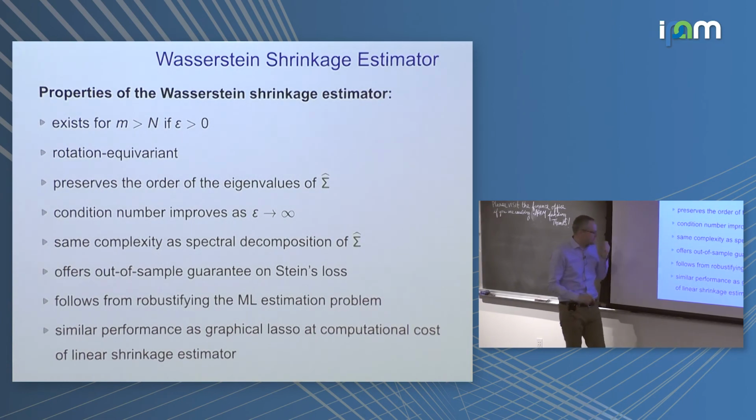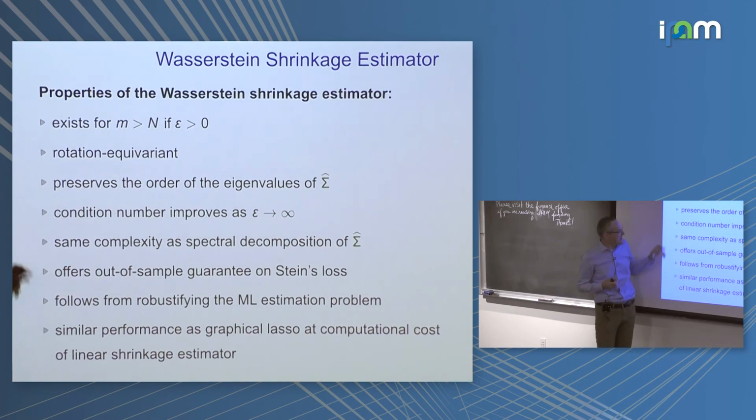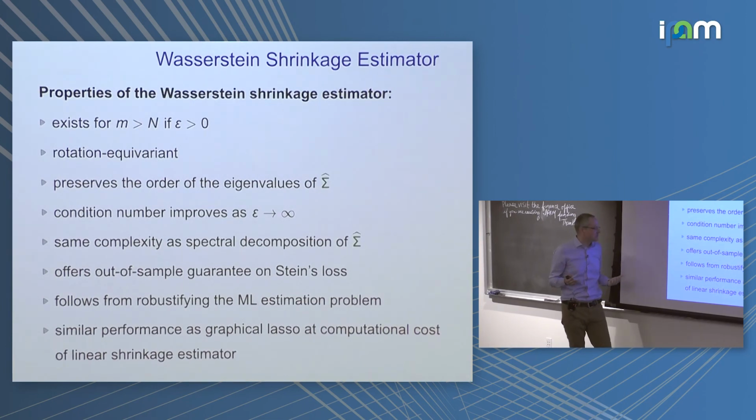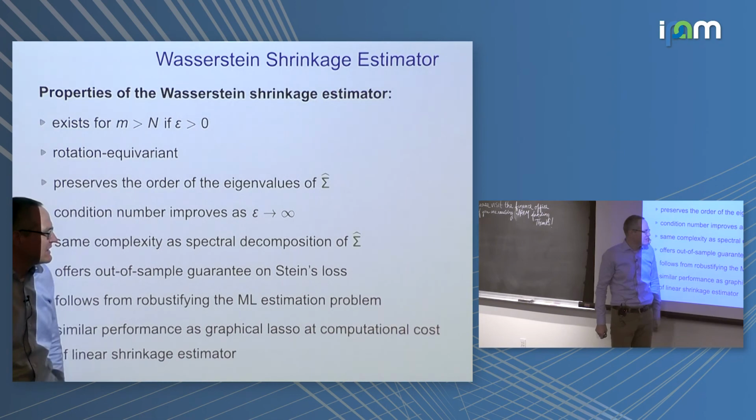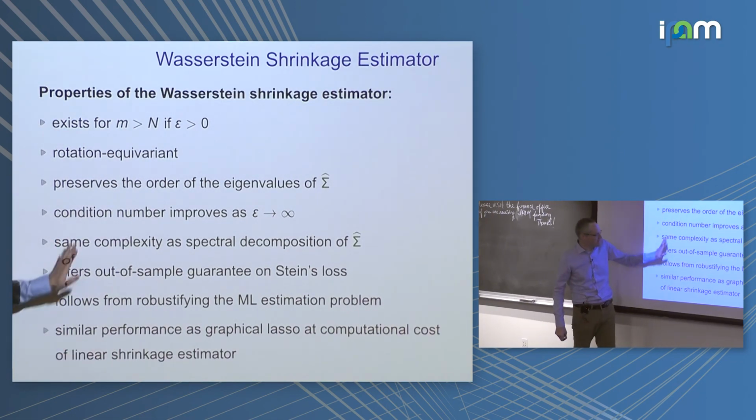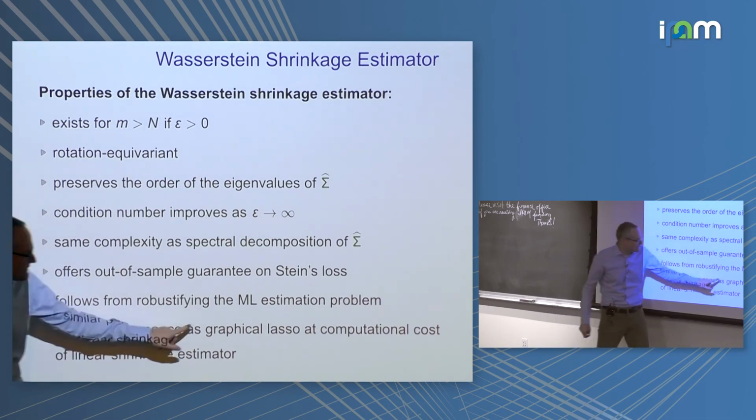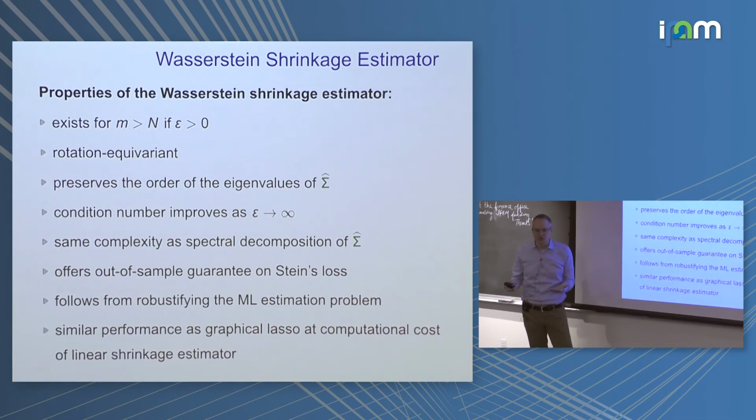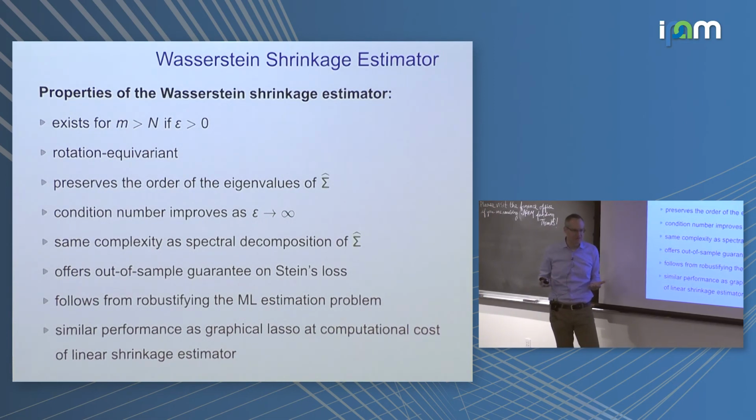In numerical tests, we've seen that the estimator has nice properties. Its performance is similar to that of a graphical lasso estimator. But of course, it has the same computational cost as just a linear shrinkage estimator, so it's very cheap to evaluate. The graphical lasso is much harder to evaluate because you actually need to solve a semidefinite program, with no analytical solution.